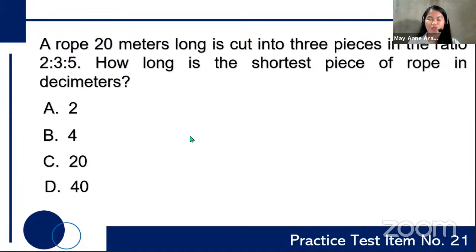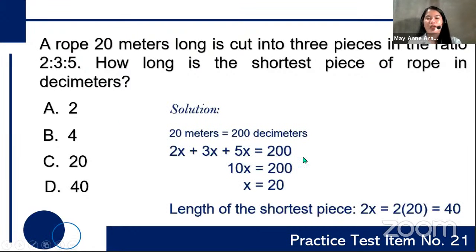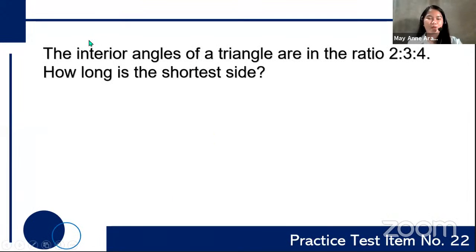Okay, let us see the solution. You know that 20 meters is equal to 200 decimeters. Magkatabi sila. And after converting the 20 meters to decimeters, we can just divide that by the sum of these numbers. 2 plus 3 plus 5 is 10. So 20. And don't forget to multiply by 2 since nasa ratio siya ng 2 is to 3 is to 5. Oh, correct. The answer is letter D. Very good. Okay, next problem.